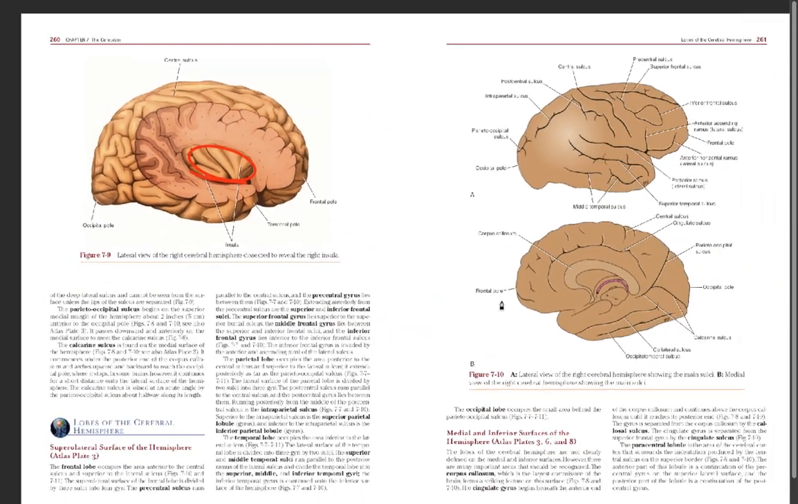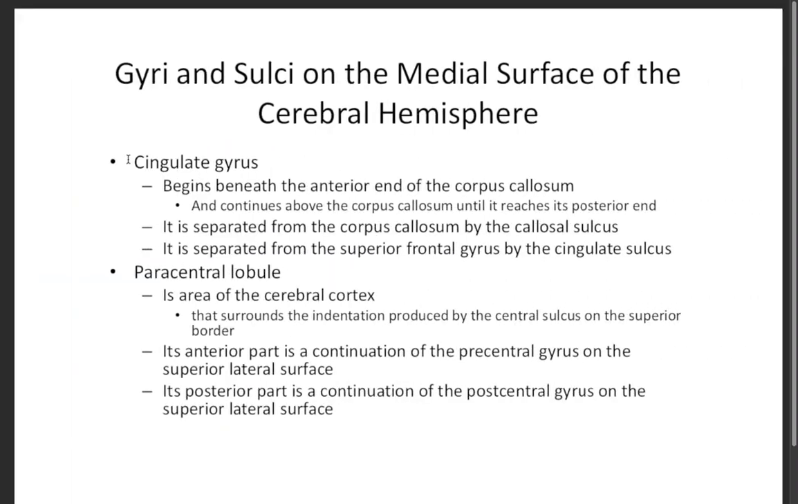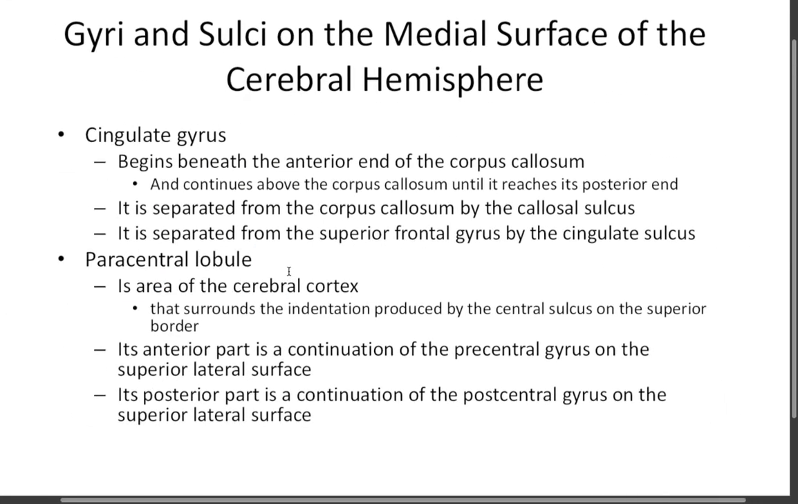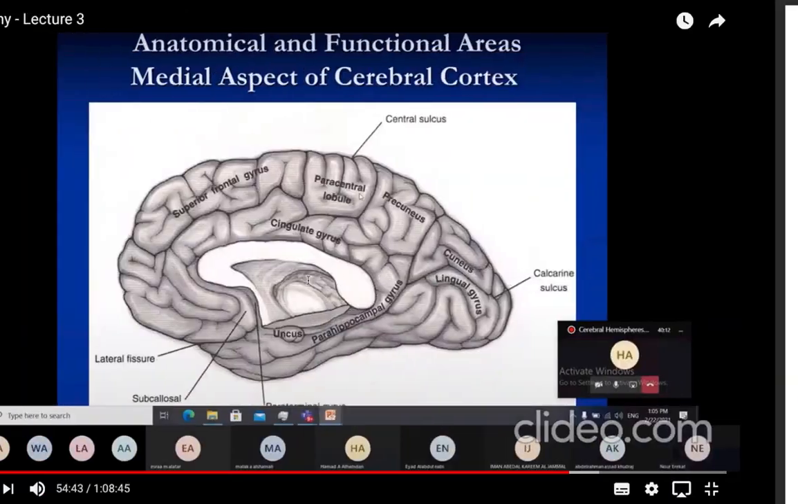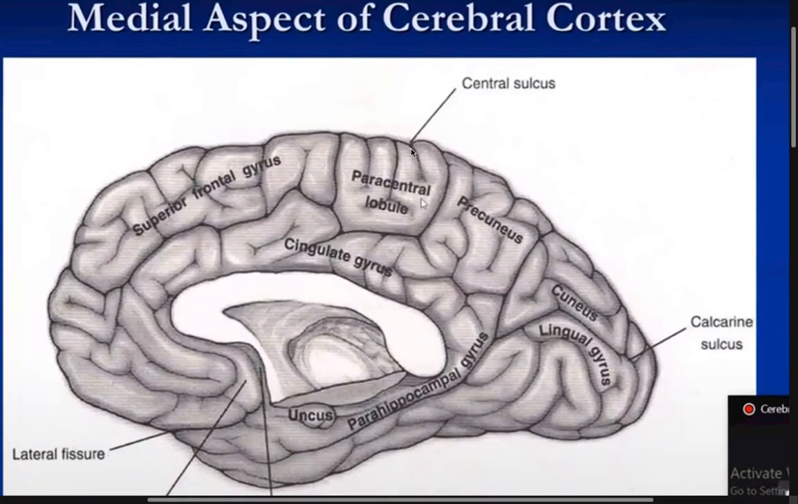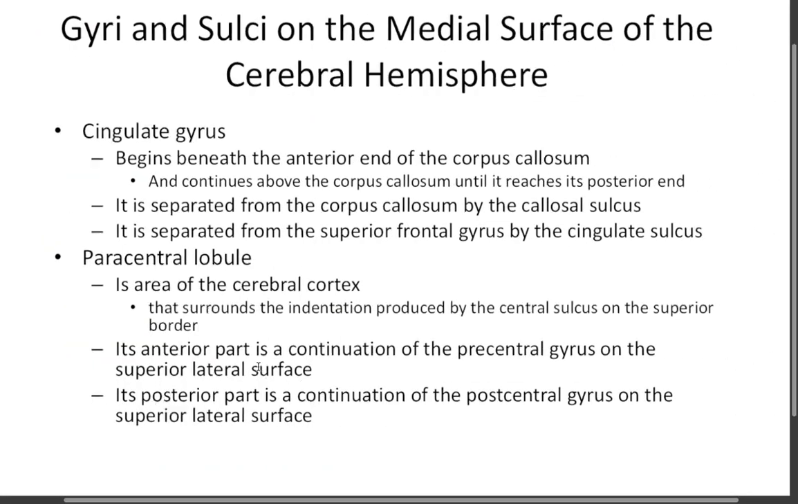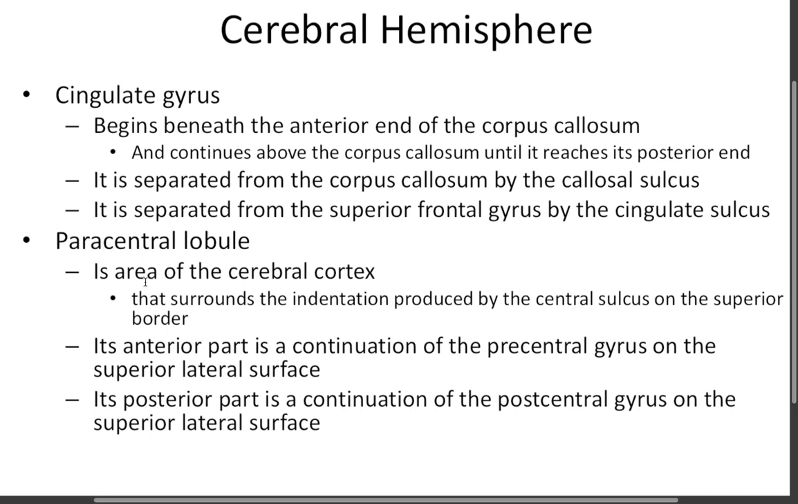Now, moving back to something called the cingulate gyrus and the paracentral lobule. Remember that a moment ago I defined the paracentral lobule. This place in here, the paracentral lobule, is only seen in the medial aspect of the cerebral hemisphere, okay? So, what is the definition of the paracentral lobule? It is the area of the cerebral cortex. Yes, of course, it is an area of the cerebral cortex because it is located superficially and surrounds the indentation.